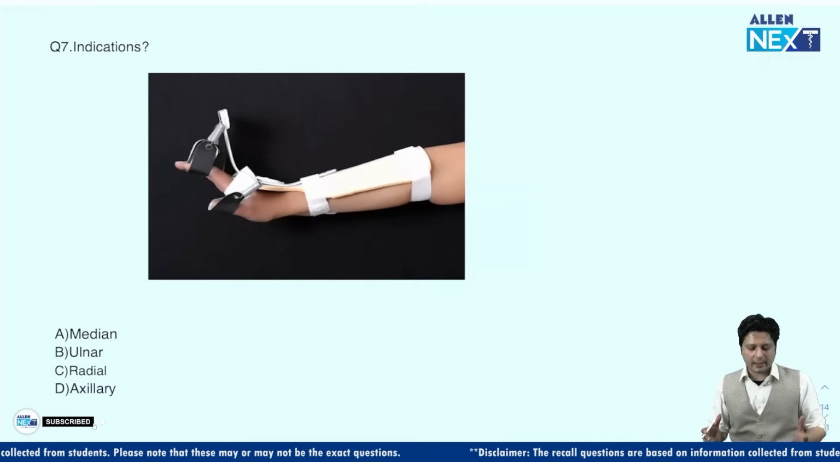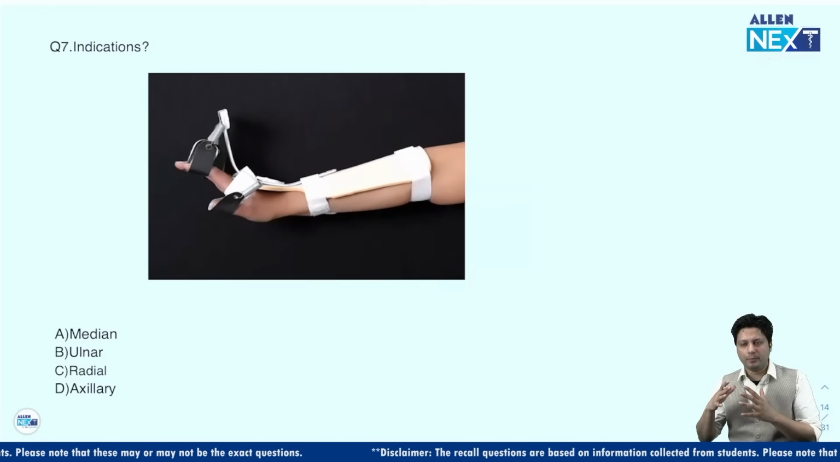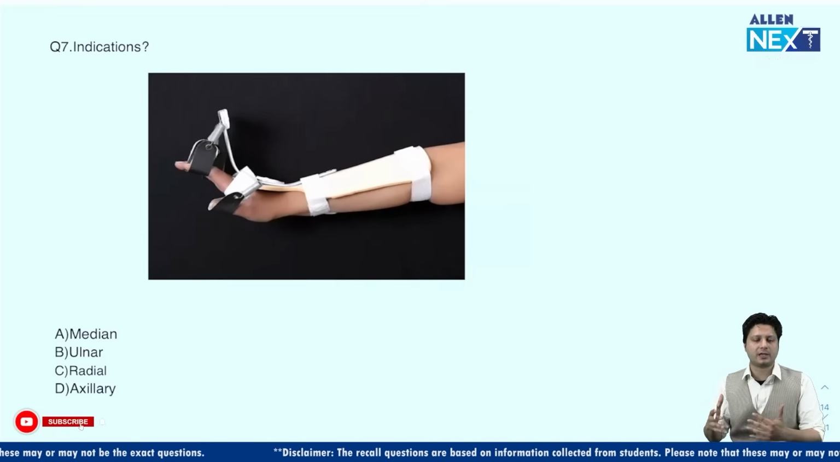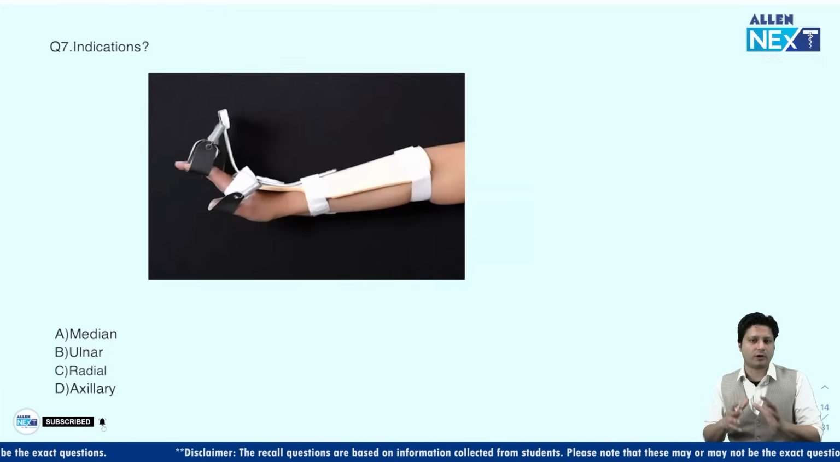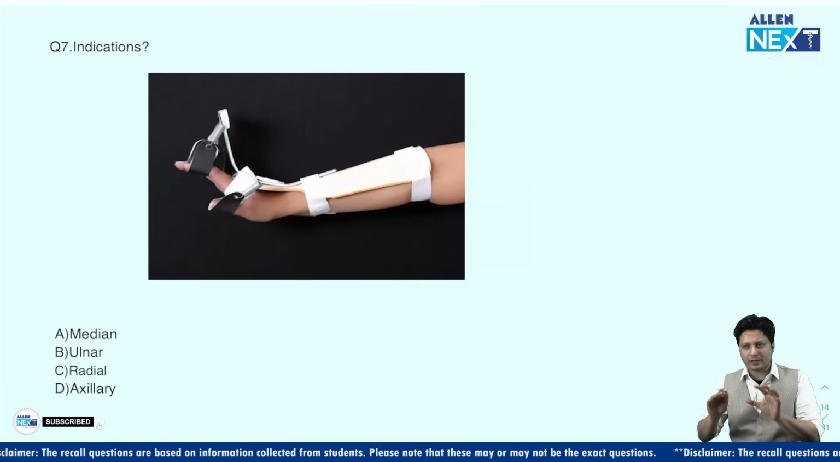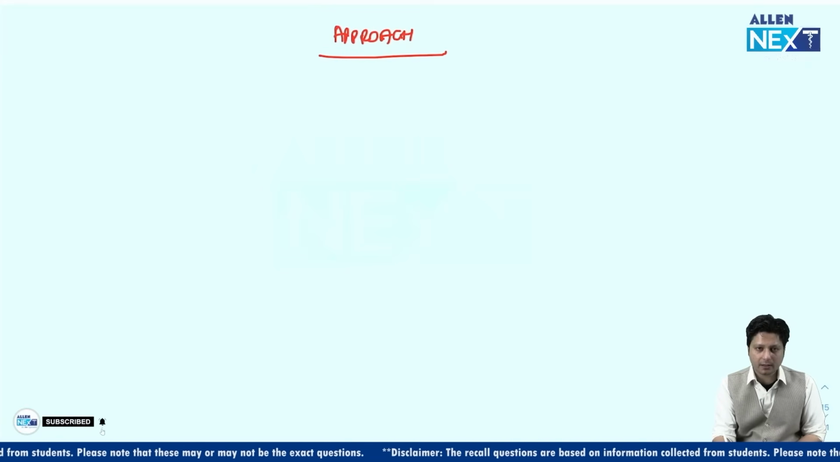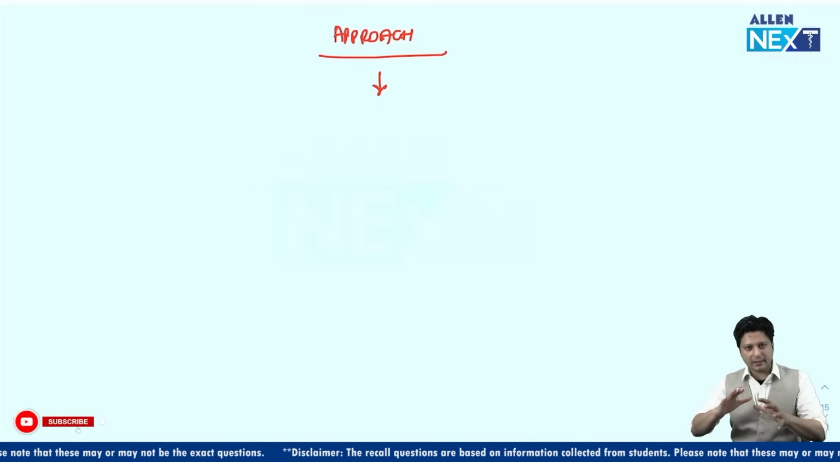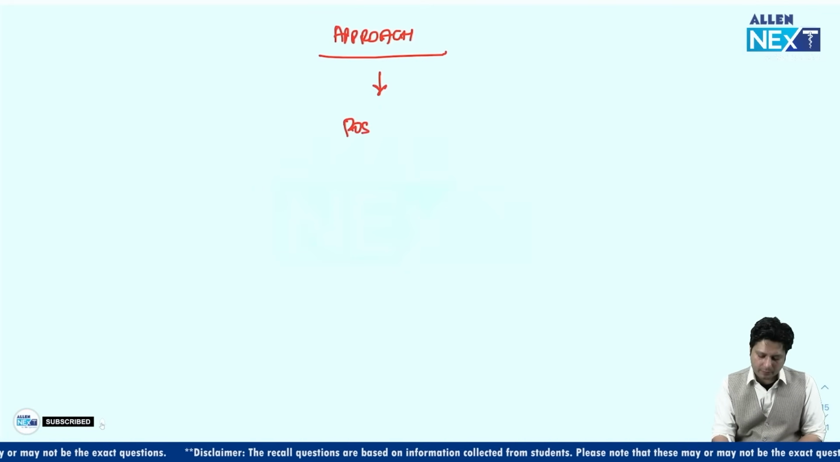Next question. Coming on to the next question. Yes, they gave you a simple splint, and then they are asking what is the probable indication for this splint. First of all, whenever you get a question related to a splint, there has to be an approach. All right. What is the approach for identification of a splint? Whenever you see the splint, first of all, look at the position of the joint in which it is immobilized.